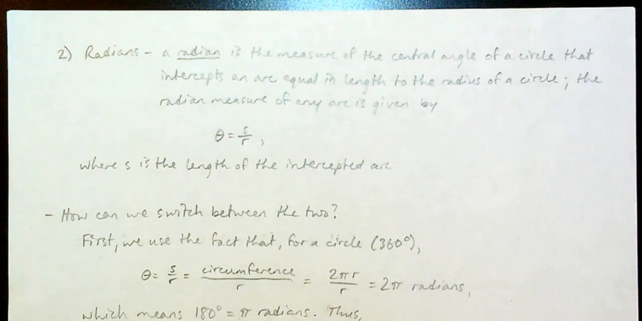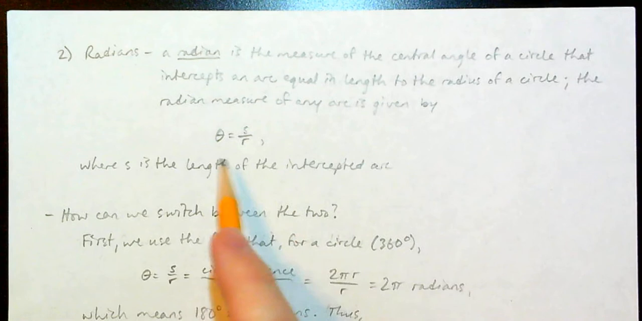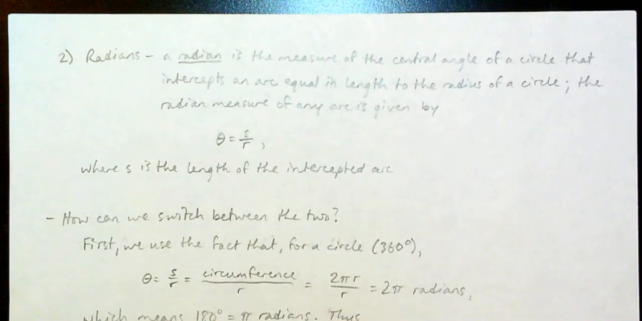The main thing, the very important thing to know with radians is how to find the radian measure of an angle. So if you are given the length of an arc in a circle, a portion of the circumference of that circle, if you know the length of your arc, which is given by S, and you know the radius of your circle, which is given by R, then the radian measure of any arc is given by this formula right here. Theta equals S divided by R.